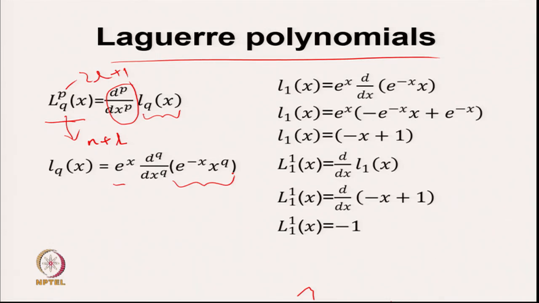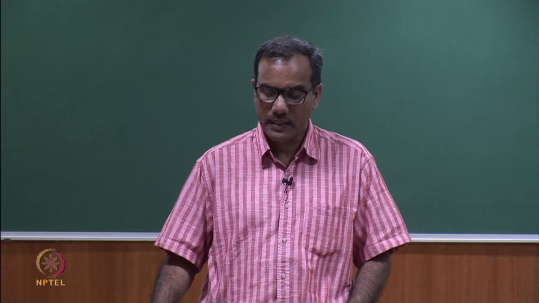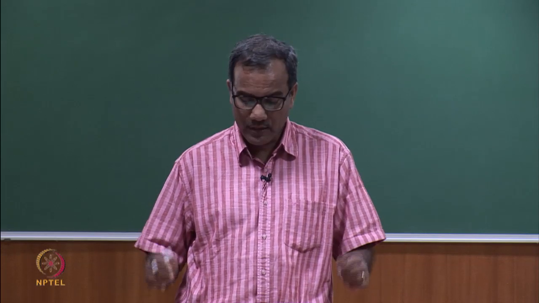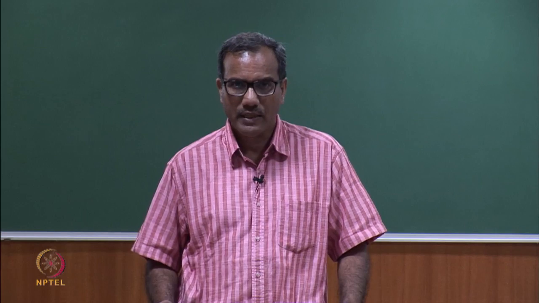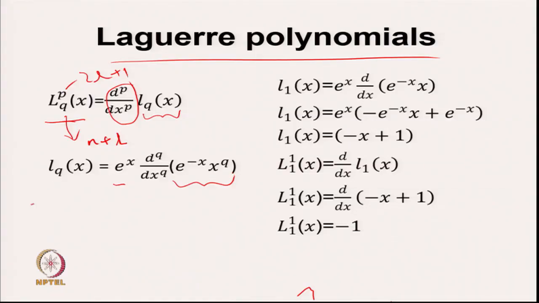Now, it looks quite complicated. It is complicated, but if you try to understand, then it will not be that difficult. For example, first I am going to calculate this quantity for q equal to 1. What does that mean? n plus L is equal to 1. If I solve this, this is e^x, and since q is 1, you simply write d/dx of e^(-x) times x to the power 1, and that is L_1(x).